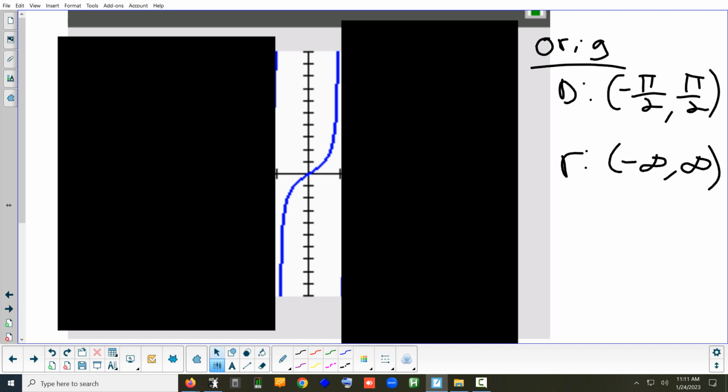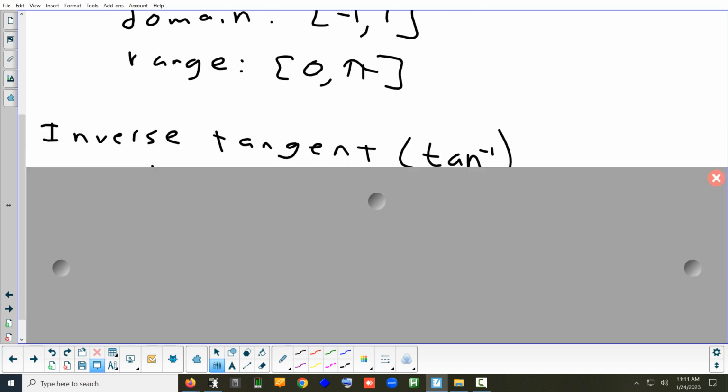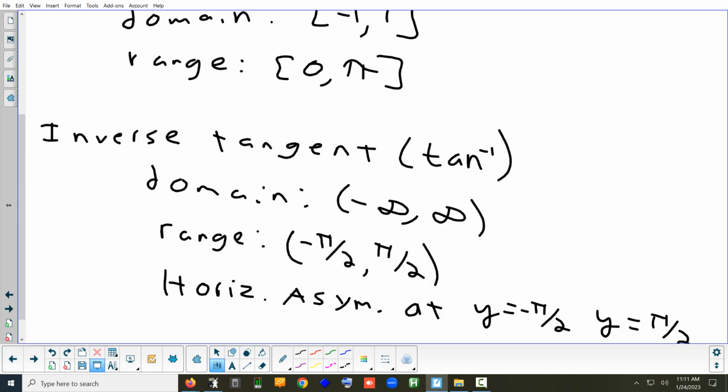And the graph is going to look more like this. What's going to be the domain of inverse tangent? Right, inverse tangent is going to go left and right forever. So the domain is going to be all real numbers. And the range is going to be negative 90 to 90, negative pi over 2 to pi over 2. Those two numbers, negative pi over 2 and pi over 2, those are your asymptotes.